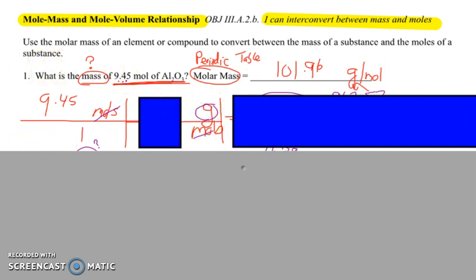And before you do any math, check to make sure that your units cancel out. So if we have moles in the numerator and moles in the denominator, it will cancel and you will be left with grams. So that is good because that's what we're trying to find.